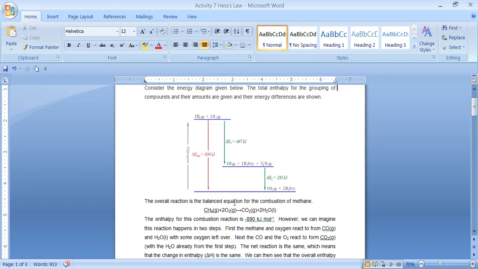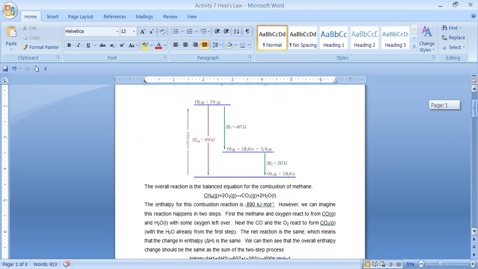However, you can imagine that this reaction happens in two steps. First, the methane and the oxygen react to form carbon monoxide and water with some oxygen left over. From the enthalpy diagram, this is the enthalpy 1 of the reaction, which is equal to negative 607 kilojoule. Next, the carbon monoxide and the oxygen react to form carbon dioxide with the water already from the first step. Here, from the energy diagram, you can see that the second enthalpy of the reaction is equal to negative 283 kilojoule.